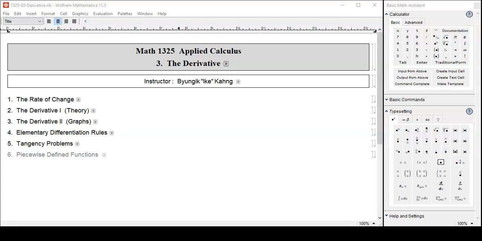Hello students, welcome back. Now let's go to section 4, elementary differentiation rules. Differentiation, what is it? Differentiation is a process to find out the derivative function. Alright, now our focus is finding derivative function, not derivative value, but derivative function.